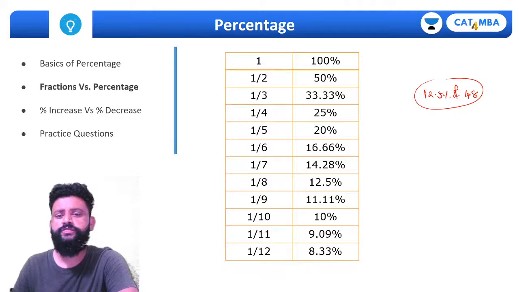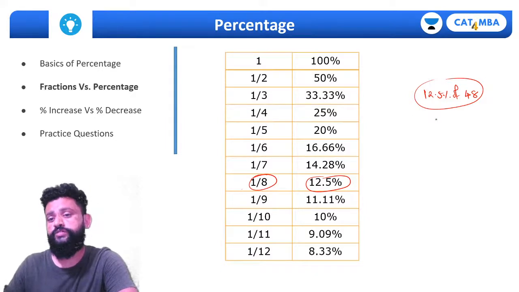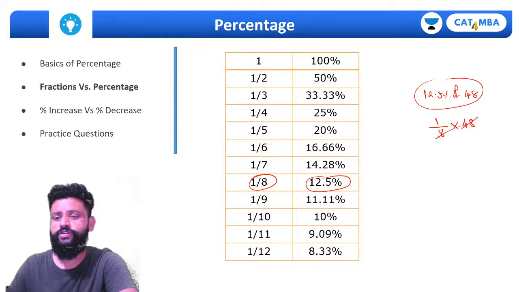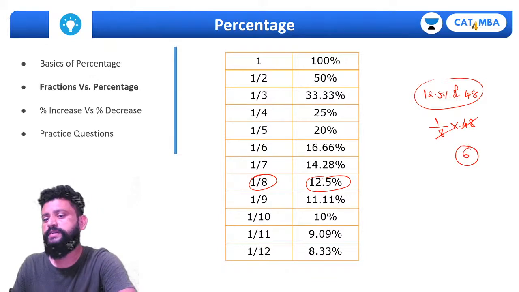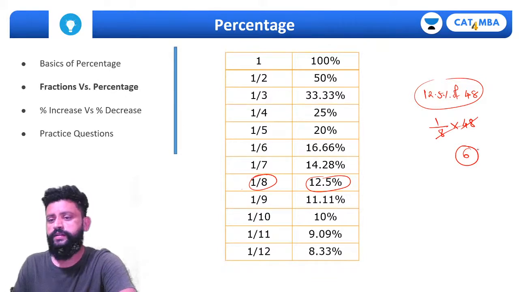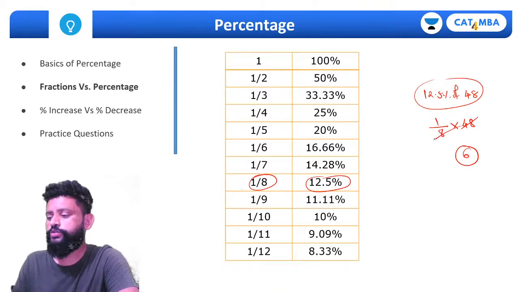Here you will find what the fraction for 12.5% is, 1/8. How it came and how to remember it, we will see shortly. So if you know this fraction, it will be just 1/8 into 48. You can calculate this way. Answer is going to be 6, right? That's how we use the fractions.